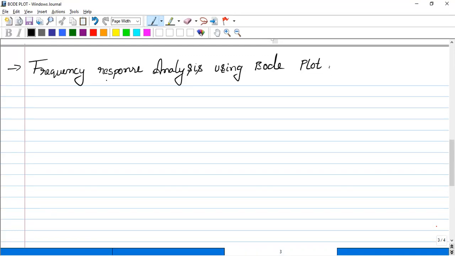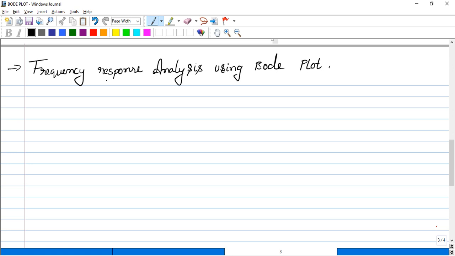Good morning. So today we shall look into the frequency response analysis using Bode plot. Previously we have done the same frequency response analysis using polar plot as well as Nyquist plot, and today we shall discuss Bode plot. The concept will remain the same.